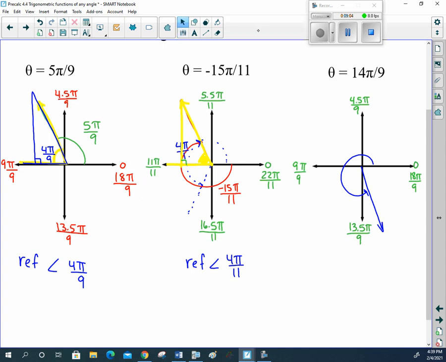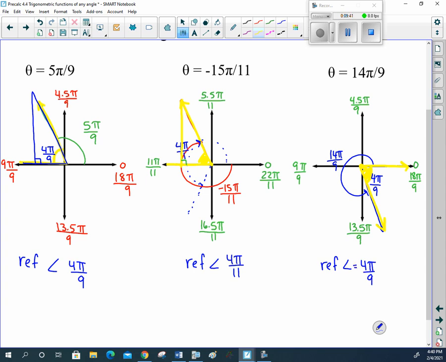Okay, so we need to find the reference angle. So remember, the reference angle always has a vertex at the origin. You always have the x-axis and the terminal side. So this is the reference angle because this is the one that's acute. And I rotated 14 pi over 9; 18 pi over 9 would have been a full rotation. So this piece right here is 4 pi over 9. That's my reference angle. So the reference angle is 4 pi over 9.